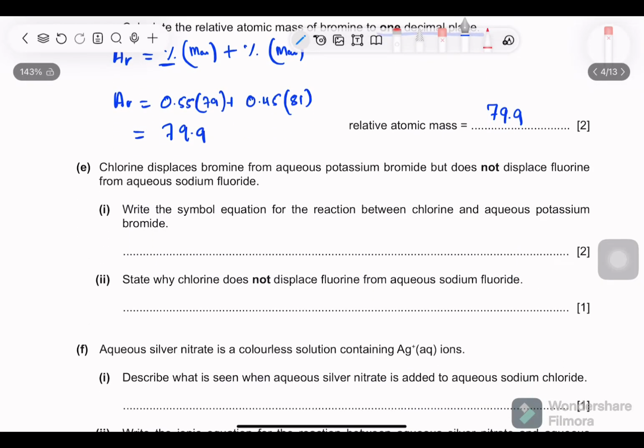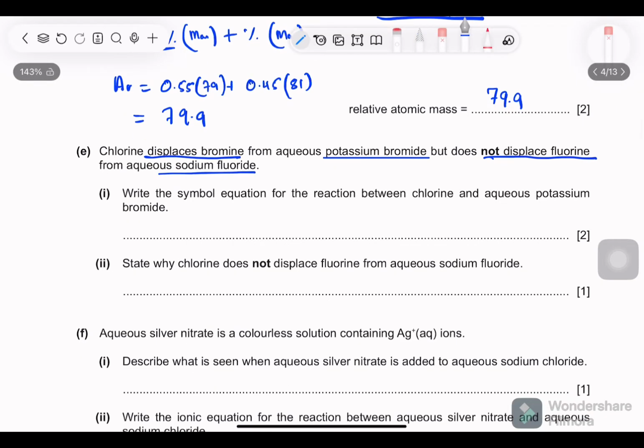Next, chlorine. Again, we return back to the periodic table. Chlorine displaces bromine from aqueous potassium bromide, but does not displace fluorine from aqueous sodium fluoride. So you should have significant practice enough to immediately anticipate what the examiner is going to ask you next. First, they ask you the equation for the reaction between chlorine and aqueous potassium bromide, and they have told us exactly what will happen. The thing we have to do ourselves over here is decide the formula of potassium bromide. We know potassium is in group 1, we know bromine is in group 7.